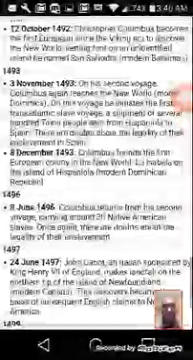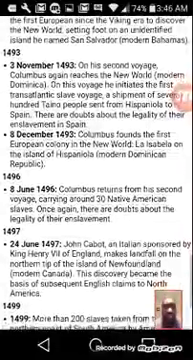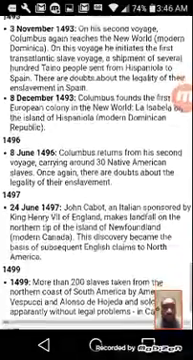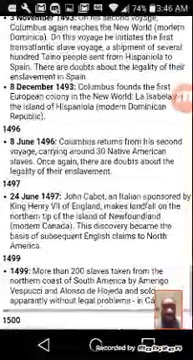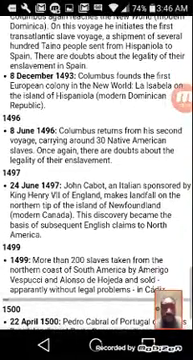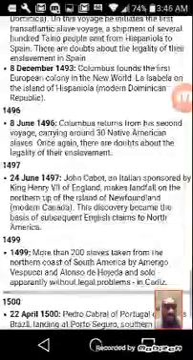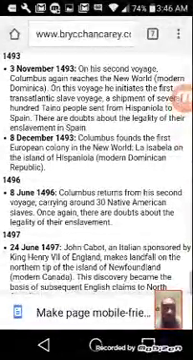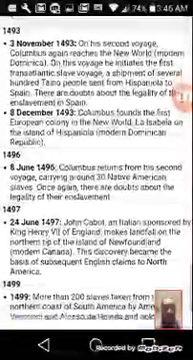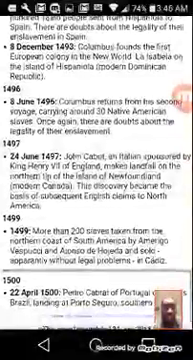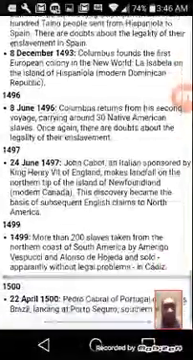The 3rd of November 1493, on his second voyage, Columbus again reaches the New World, modern Dominica. On his voyage, he initiates the first transatlantic slave voyage, a shipment of several hundred Taino people sent from Hispaniola to Spain. There are doubts about the legality of their enslavement in Spain. The 8th of December 1493, Columbus founds the first European colony in the New World, La Isabela, on the island of Hispaniola, modern Dominican Republic.